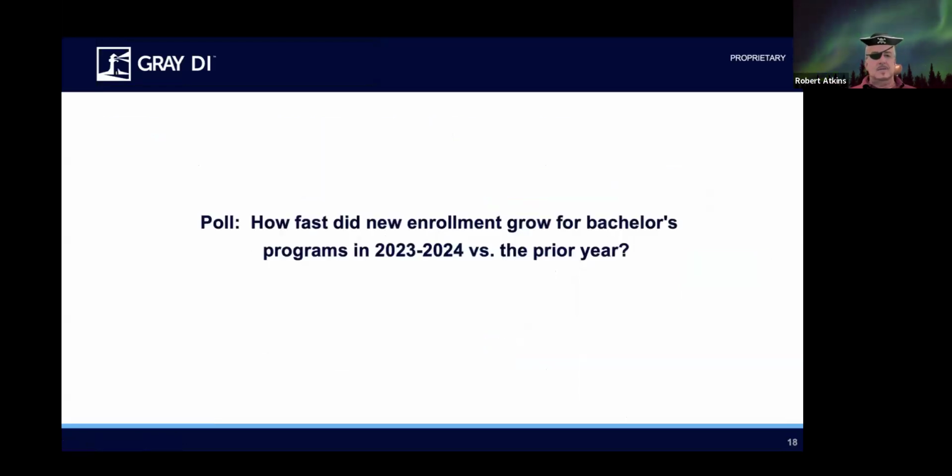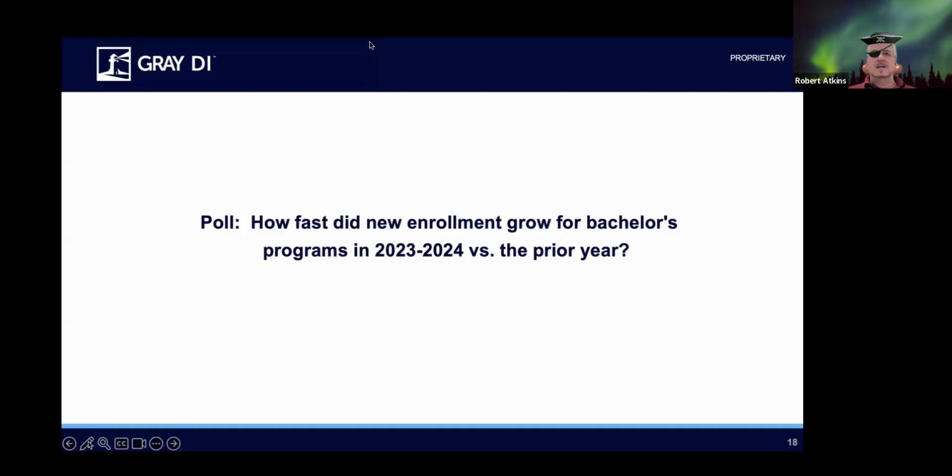So now you have a little bit of information. We want to ask you how fast you think enrollment grew for bachelor's degrees year over year in 2023-2024. So last year, how much did it increase over the prior year? Let me give you all a minute to fill that in. I wish we could give a prize to the winner, but I don't have any way to deliver virtual prizes. Well, you can just know in your heart that you got this one right.